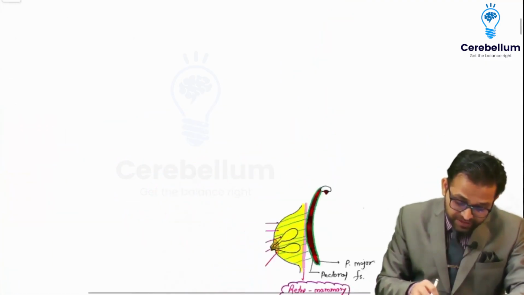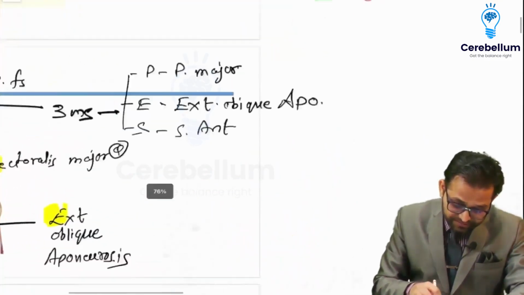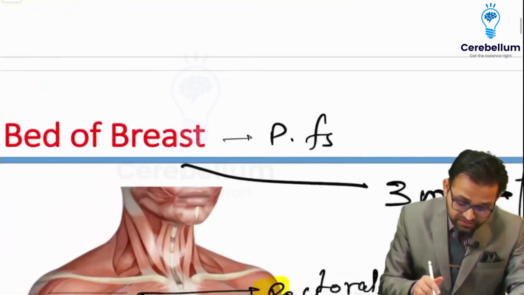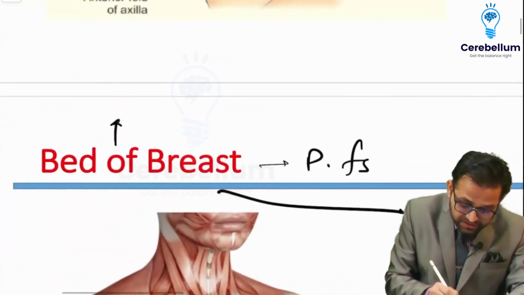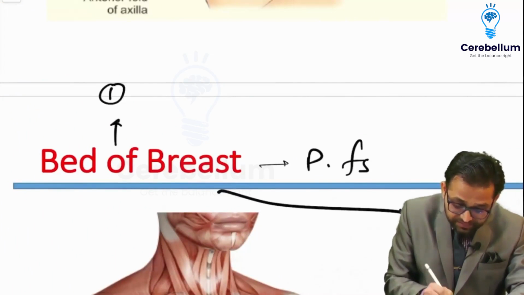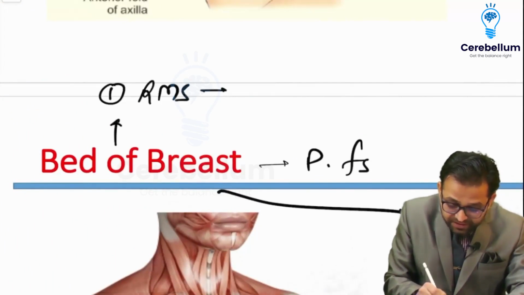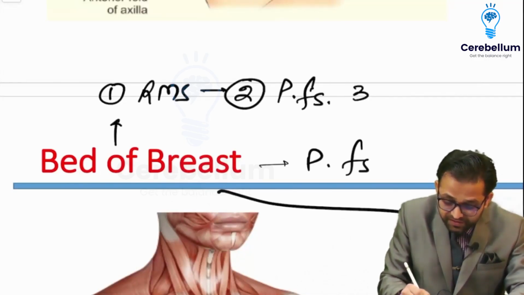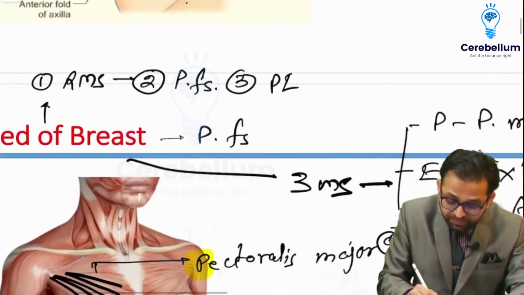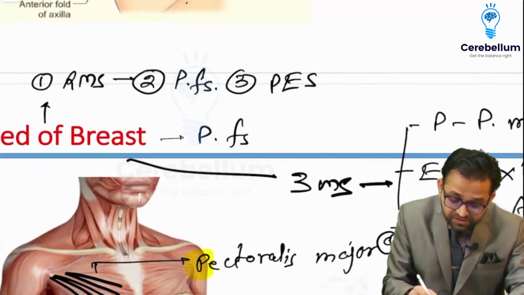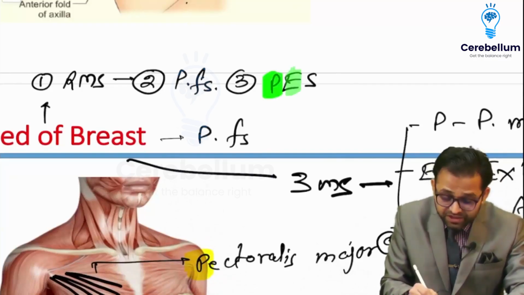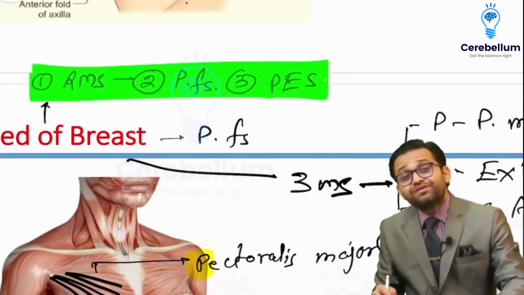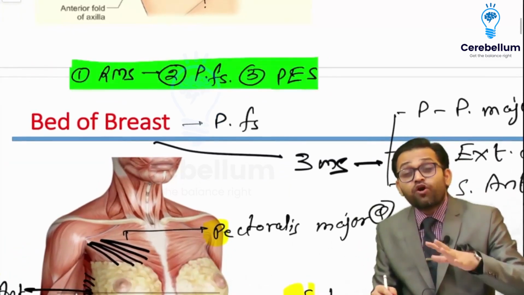So the bed of the breast is formed by these structures, but you can say the sequence, sir. First is the retromammary space, then second is the pectoral fascia, then third you can say the muscles: pectoralis major, external oblique aponeurosis, and serratus anterior. So these are the different structures making the bed of the breast.